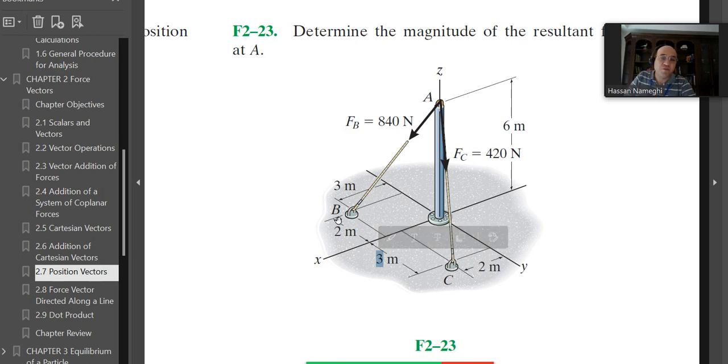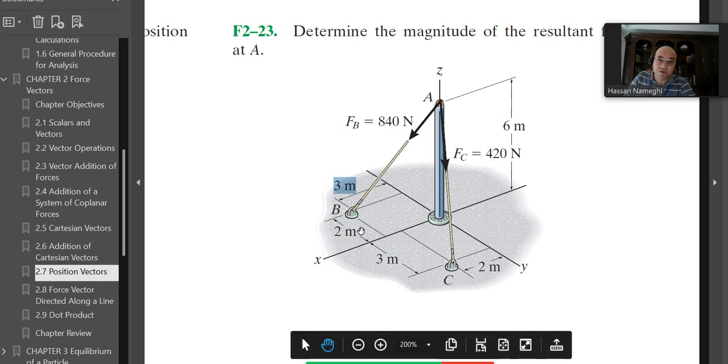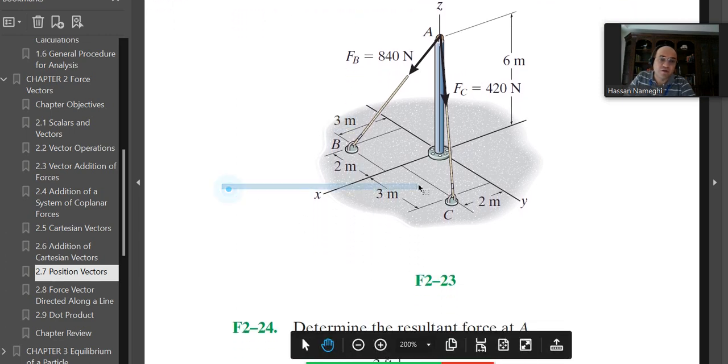Now, if I move on to point B, point B would be 3 on the x. Right? On the x is 3. On the y is negative 2. It's not 2 because it's in the back on the y. And then on the z will be 0 because it's on the floor. So let me show you another problem.